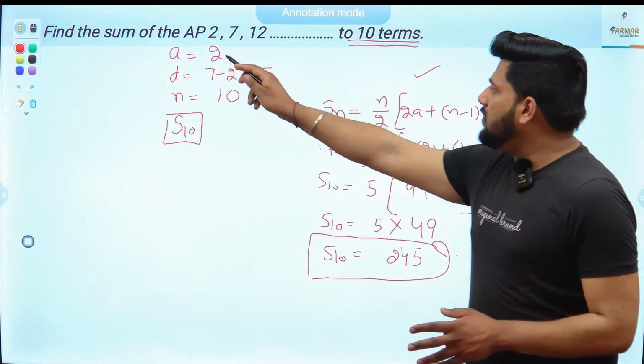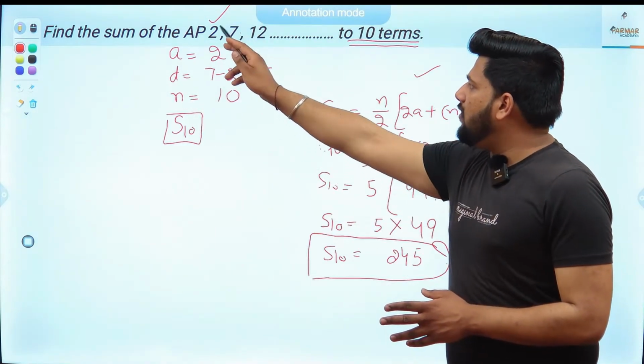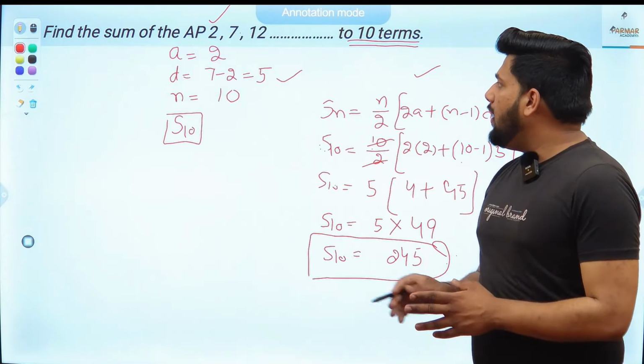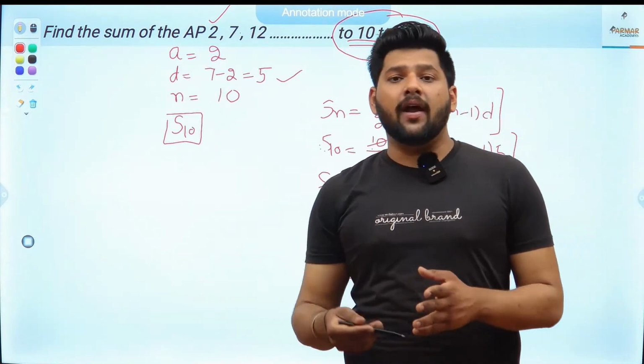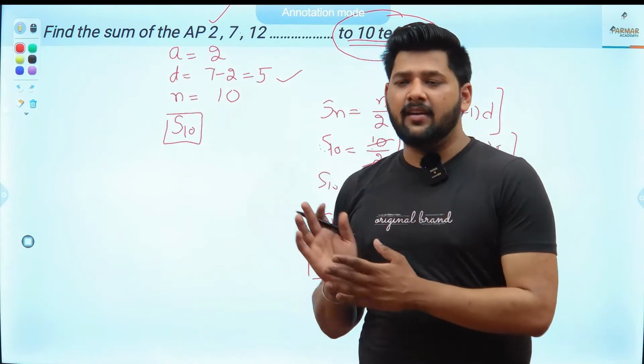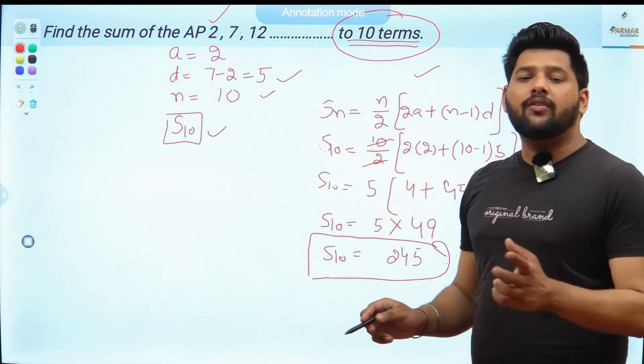The a, that is the first term, is 2. D, that is the common difference, is 7 minus 2, that is 5. And the number of terms is already given. We have to find the sum of how many terms, that is 10. So n is 10, given. Now we have to find S10, that is the sum of 10 terms.